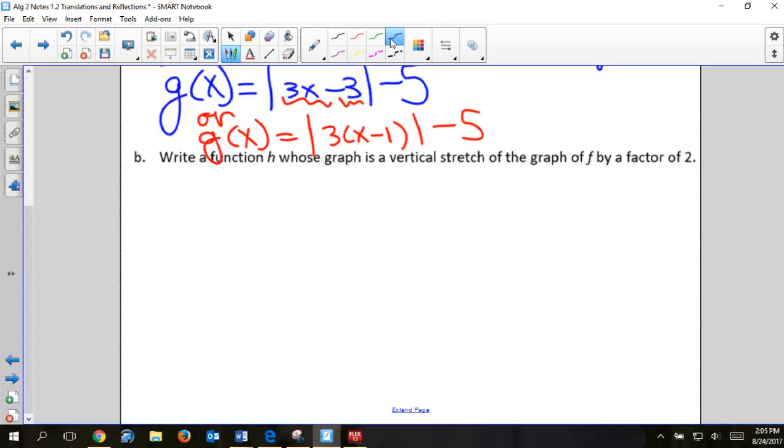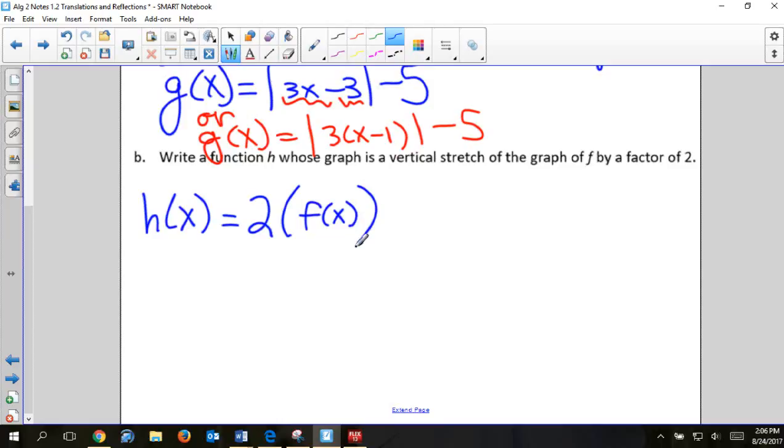Okay, B is write a function h whose graph is a vertical stretch of the graph of f by a factor of 2. So what's the name of the function? H of x. So we're going to put h of x. And then we say, all right, it's a vertical stretch. Where does vertical go? Outside of the parentheses, and it's a factor of 2. And since it's vertical, I don't have to change anything. I put a 2 outside of that function. So I have 2 parentheses f of x.